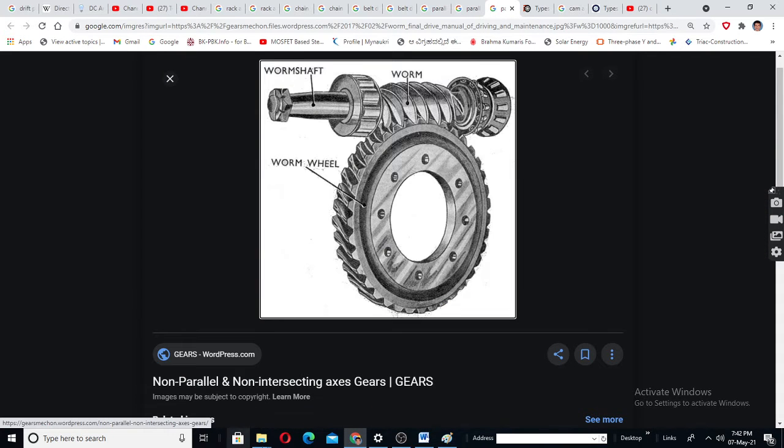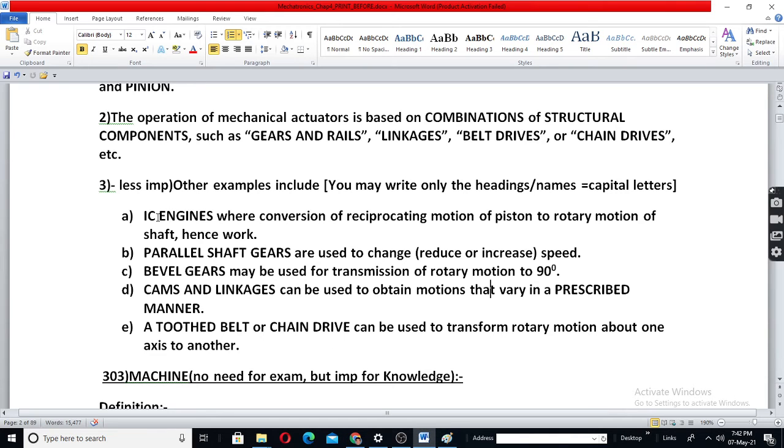Next you have, for example, this is the IC engine. Okay, for example, the cam and follower, what we have just seen in the video. Okay, next we have parallel shaft gears or any gears. Okay, that we will see now.